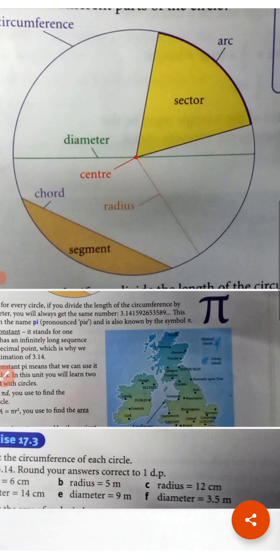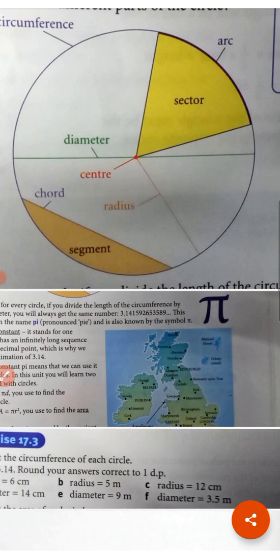In the previous classes, we learned how to find the area of a triangle, parallelogram, and trapezium. Today, we are going to learn about different parts of a circle.